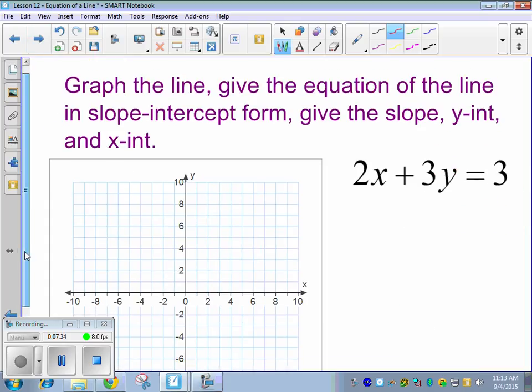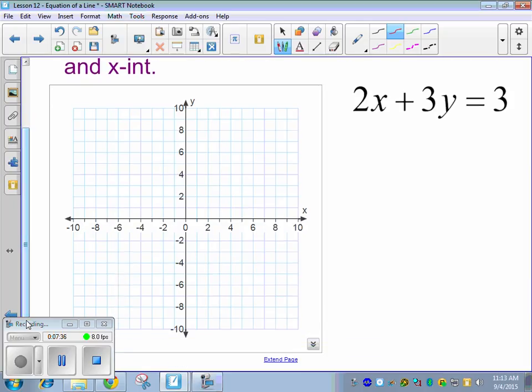All right, go ahead and write down the equation and draw a grid here. We are going to find the equation of the line. We're going to graph the line. Then we're going to find the slope, and then we're going to find the y-intercept, and then we're going to find the x-intercept. Okay, let's do this.